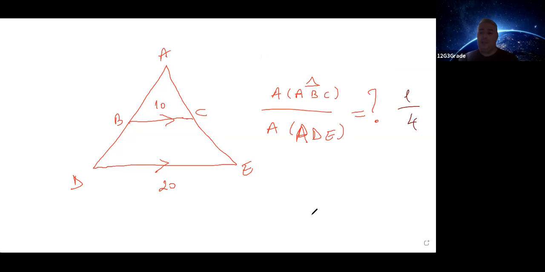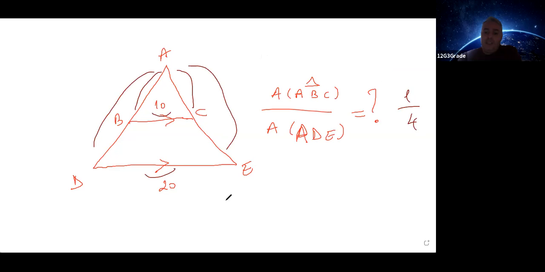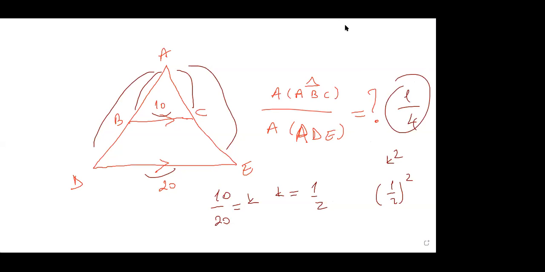1/4, finished. Why? Because this over this, this over this, this over this, which is 10/20, is K. So K is 1/2. What is the area? K squared, which is 1/2 squared, which is 1/4. That's it. Understand how to solve the question? So simple when you know this rule.